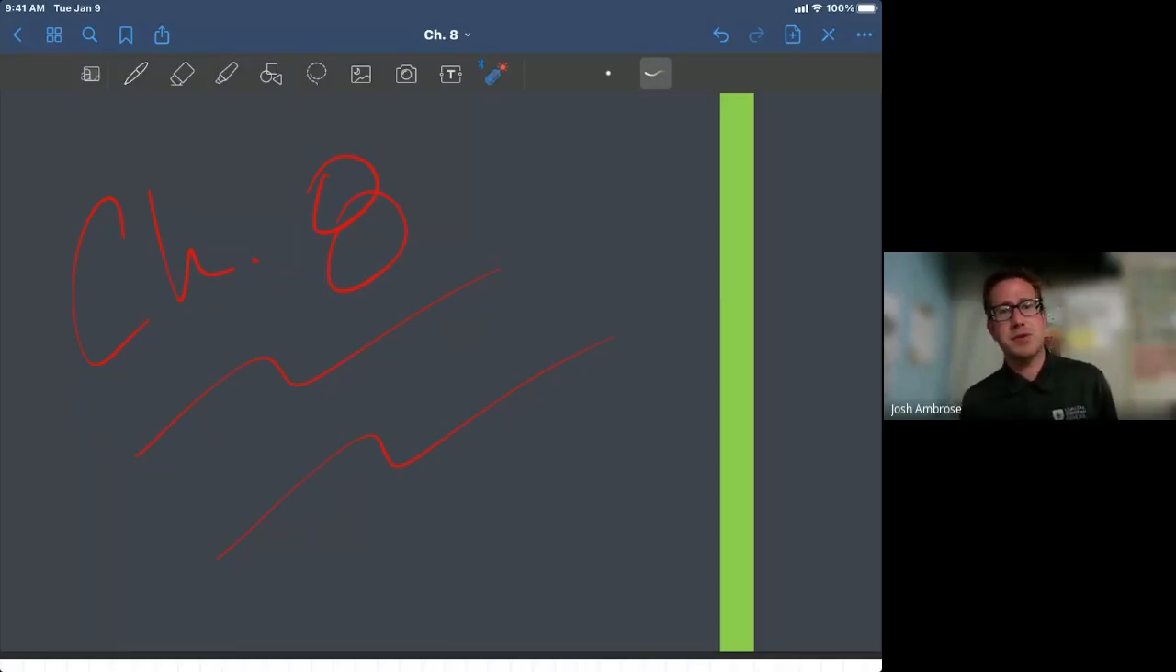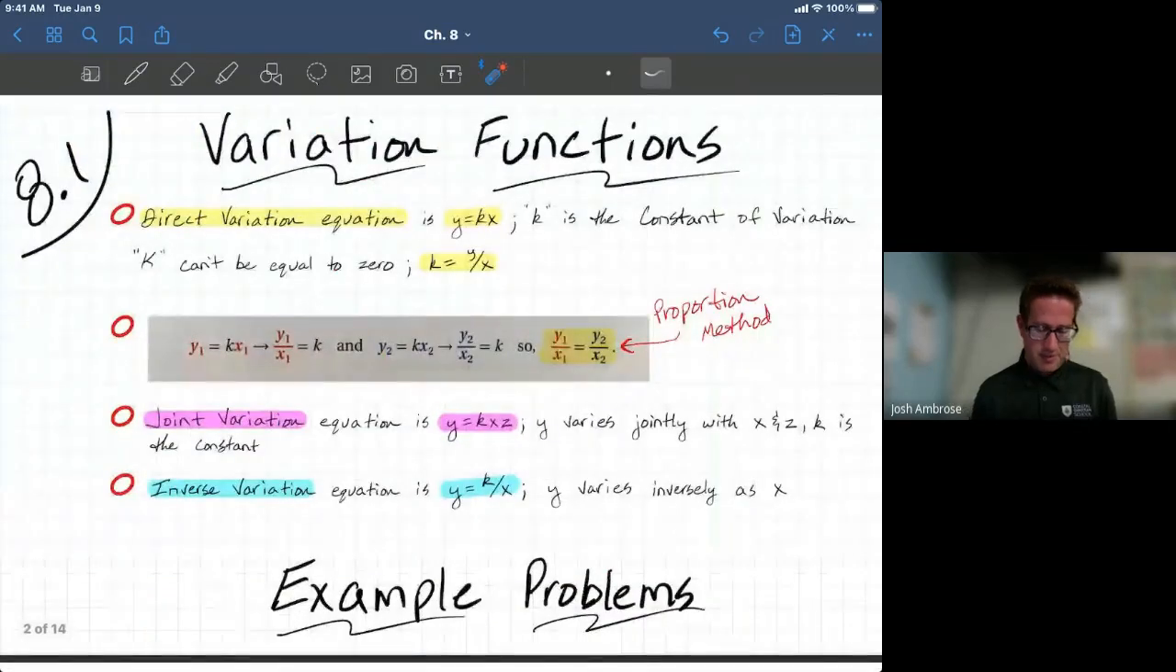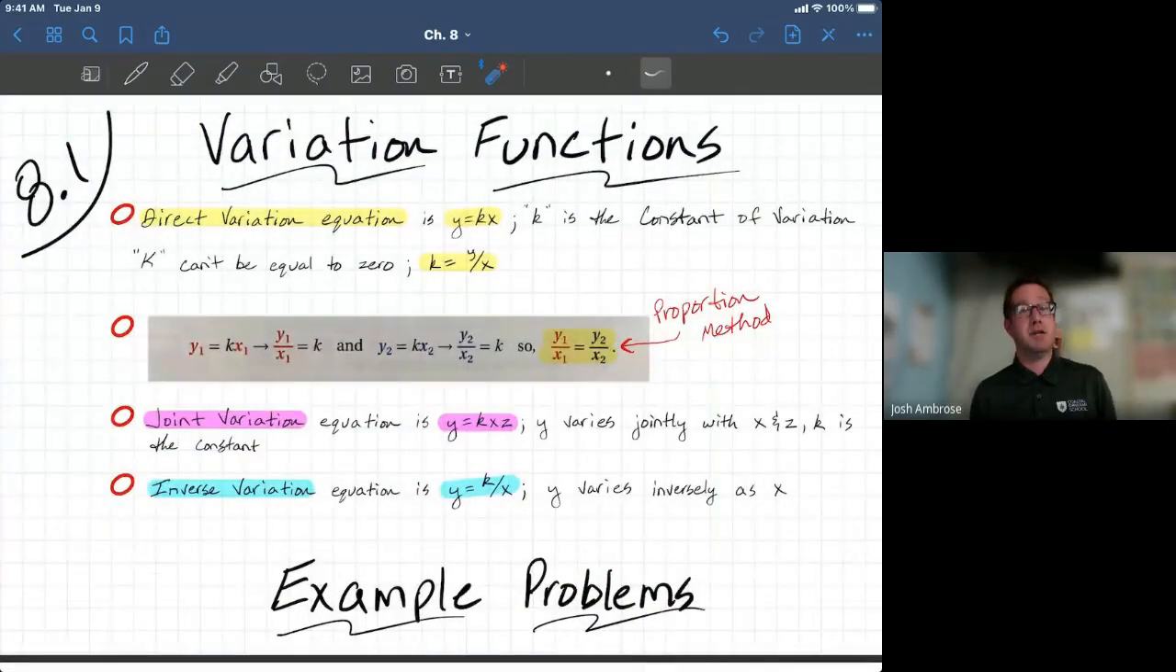All right, Algebra 2. Welcome back, guys. We are starting a fresh chapter today. Chapter 8, you see it right there on the screen. We're going to jump into section 1 today. All right, chapter 8, all about variation functions.